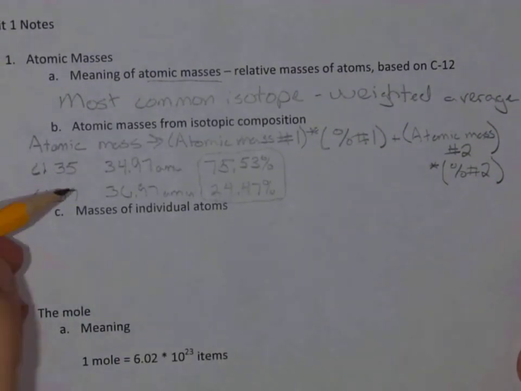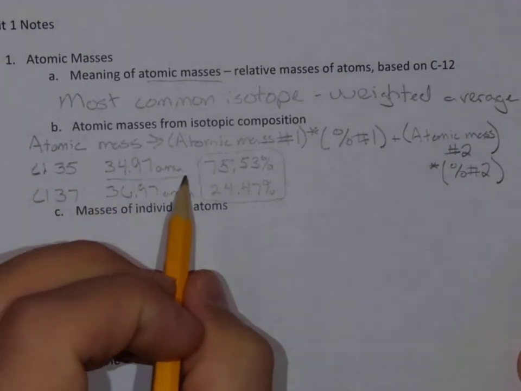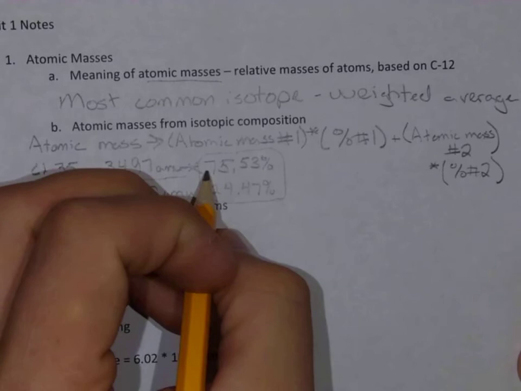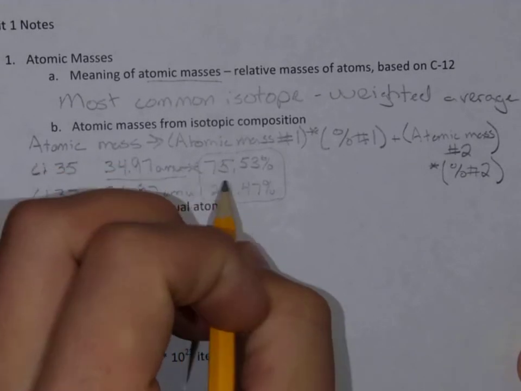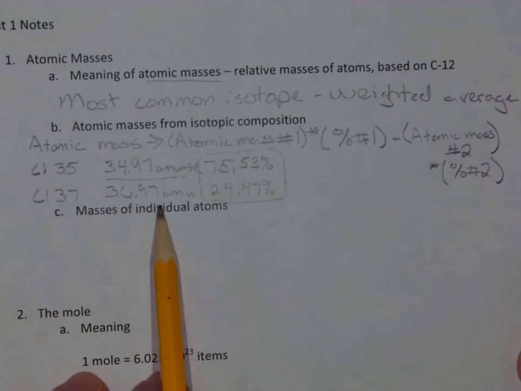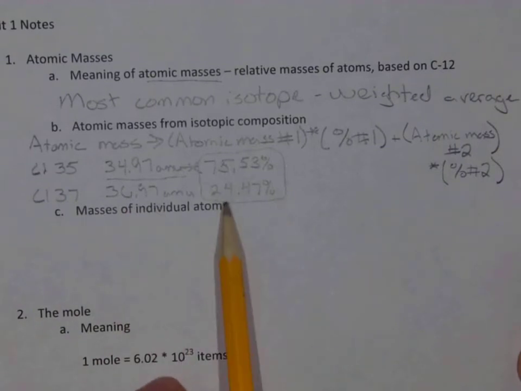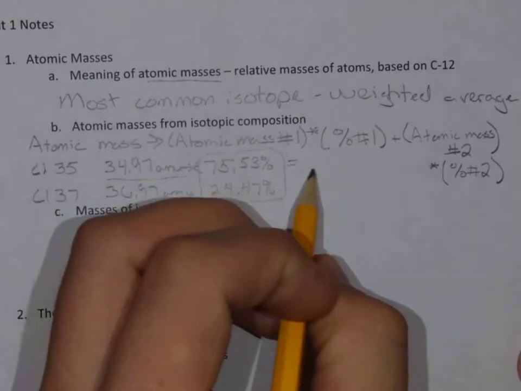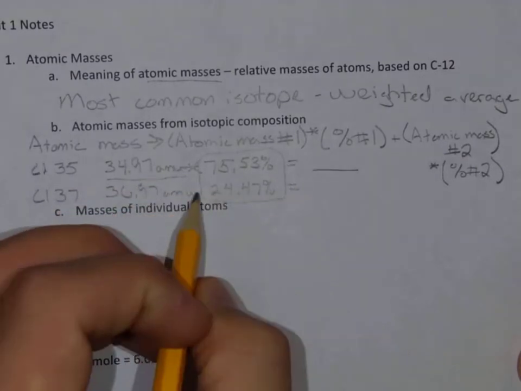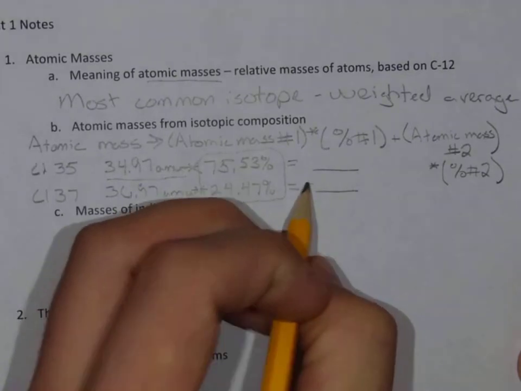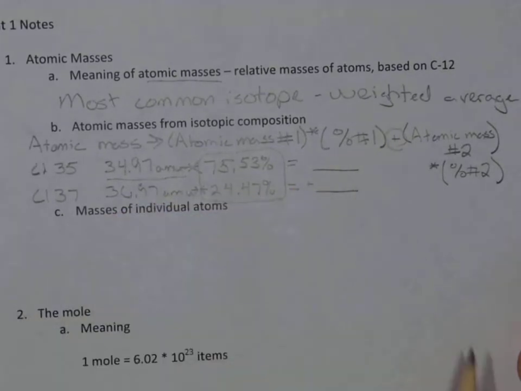Okay? So we take 34.97 and multiply it by not 75, but 0.7553, and then we take our 36.97 and multiply it by 0.2447. Each of those products equals a number. Our formula says that we add them together, and we will get the overall mass.